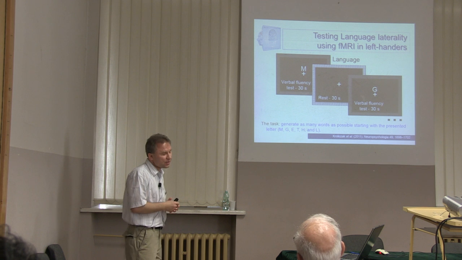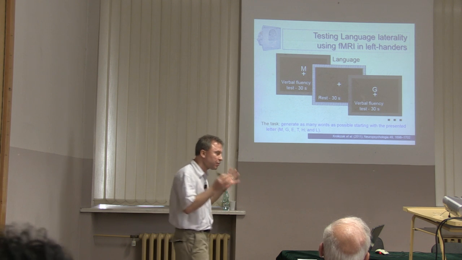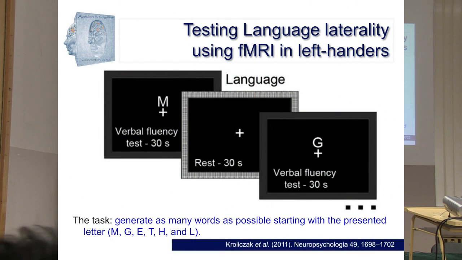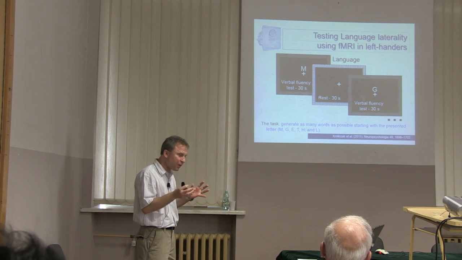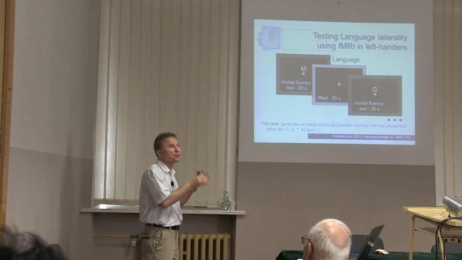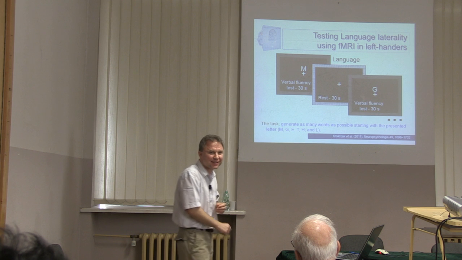We used a very simple paradigm for testing language in the fMRI scanner, a simple block design. For 30 seconds, people saw a letter on the screen, and they were asked to generate as many words as possible starting with this letter. Then there was a period of rest, 30 seconds, and after that another letter was shown, and they were generating these words. This is a very simple, but very accurate measure of language laterality, one that correlates best with all the earlier tests, including the WADA test.